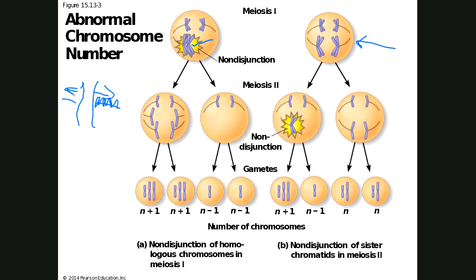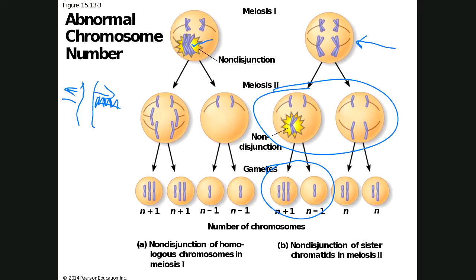If you look on the right-hand side, though, if the non-disjunction occurs in meiosis 2, so if meiosis 1 works correctly, then you've got a 50-50 chance of having a good egg or sperm, a good gamete, right? The ones on the right are normal, they're N, and on the left, half of them will have one chromosome too many, and half of them have one chromosome too few. So again, that does happen. It's not often, but it does. But if it was going to happen, you would obviously want it to happen down here, because at least 50% of your gametes will be normal.